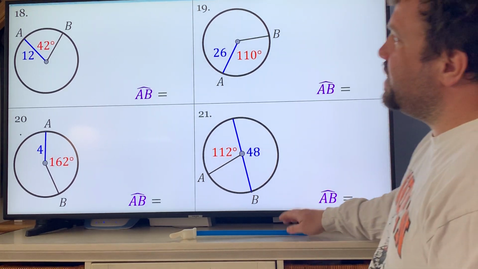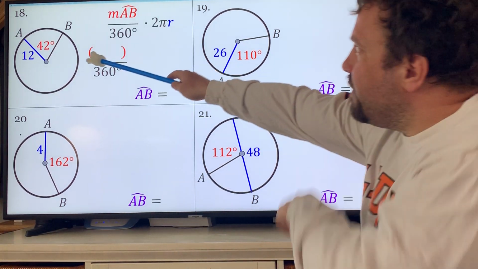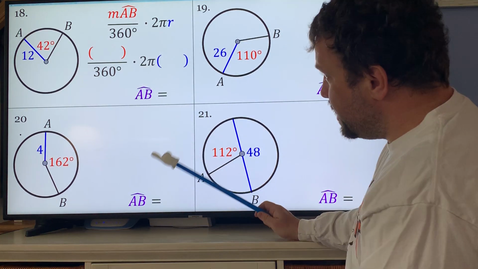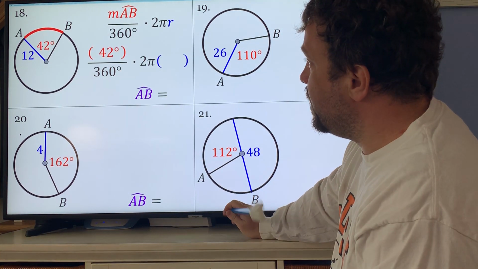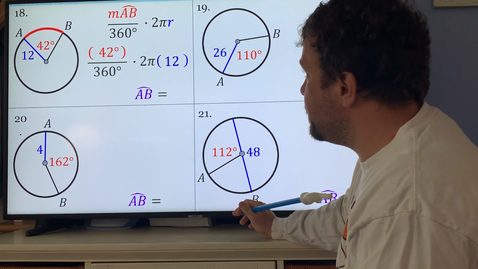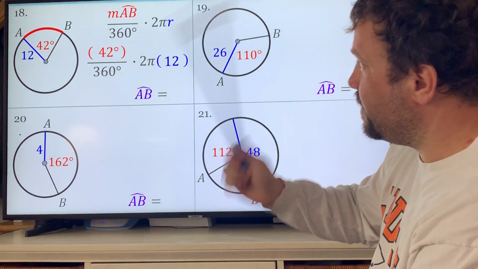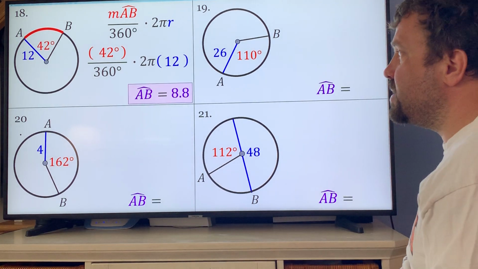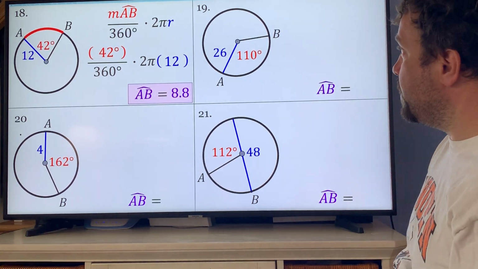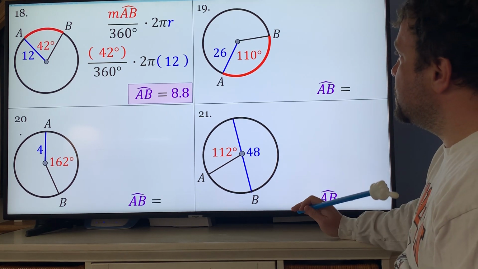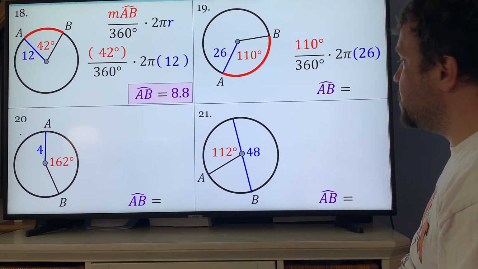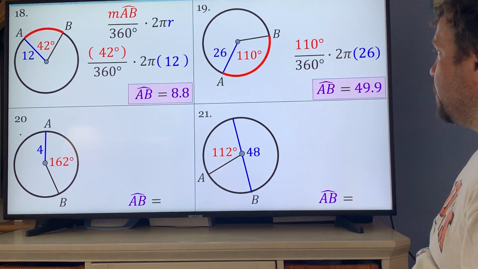Ready? Here we go. So 18. You're finding AB right here. AB is 42 degrees. So you put the 42 over 360, right? 2 pi times 12. Type in your calculator. 42 divided by 360 times 2 pi 12 is 8.8. All right? Hopefully you got that right. This one, we're finding AB. 110 degrees. So 110 over 360 times 2 pi 26. 49.9.